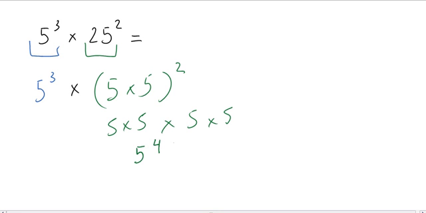So we have 5 to the power of 3 times 5 to the power of 4, which is going to be equal to 5 to the power of 7.